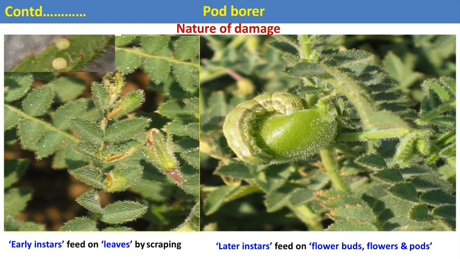Then after pod formation, the caterpillar makes a small circular hole on the surface of the pod of the gram and feeds on the inner content, that is, the developing seeds of the gram. One characteristic of the feeding habit of this pest is that the anterior half portion of the body of the caterpillar remains inside the pod, and the posterior portion is hanging outside the pod. This is the peculiar characteristic.